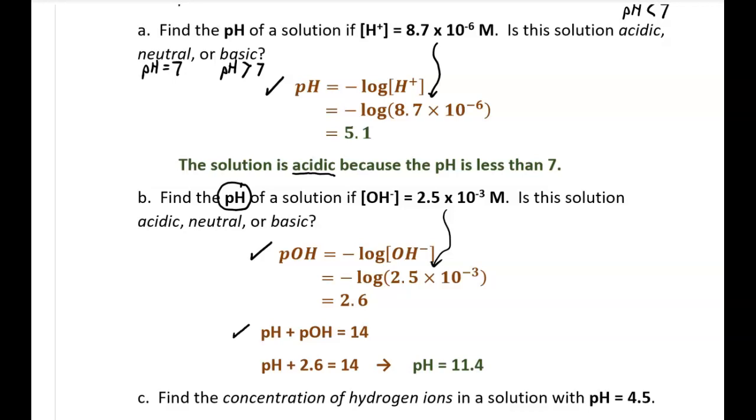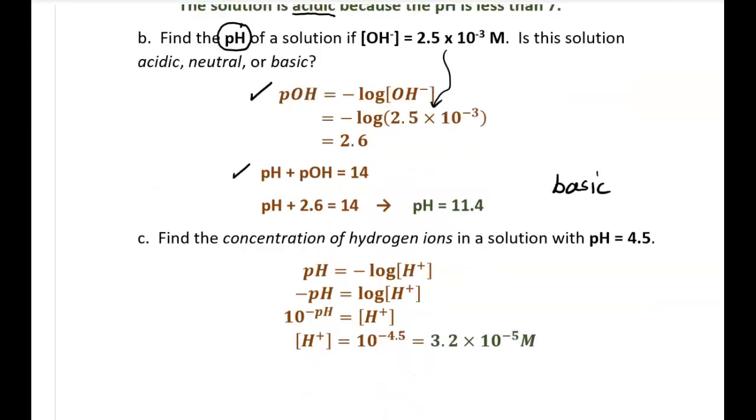So there is a very straightforward equation that relates those two numbers. pH plus pOH always makes 14. If we know that pOH is 2.6, then we can find that the pH is 11.4. Because the pH is greater than 7, that is basic.